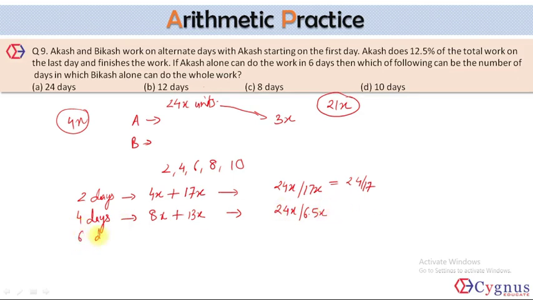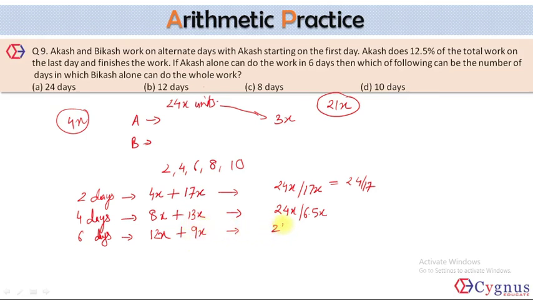If we assume that the work was finished in 6 days. So 3 days Akash will work, 3 days Bikash will work. In those 3 days Akash will do 12x units. Now how much work is left? 9x. This 9x will be done by Bikash in 3 days. That means his 1 day's work should be 3x.